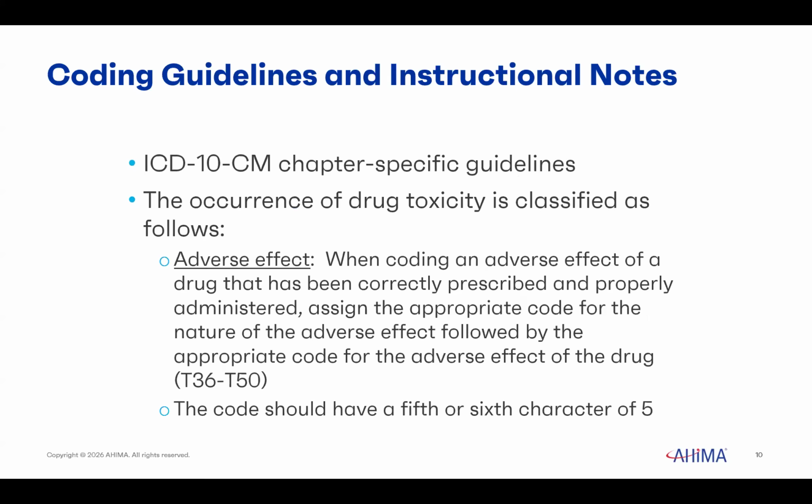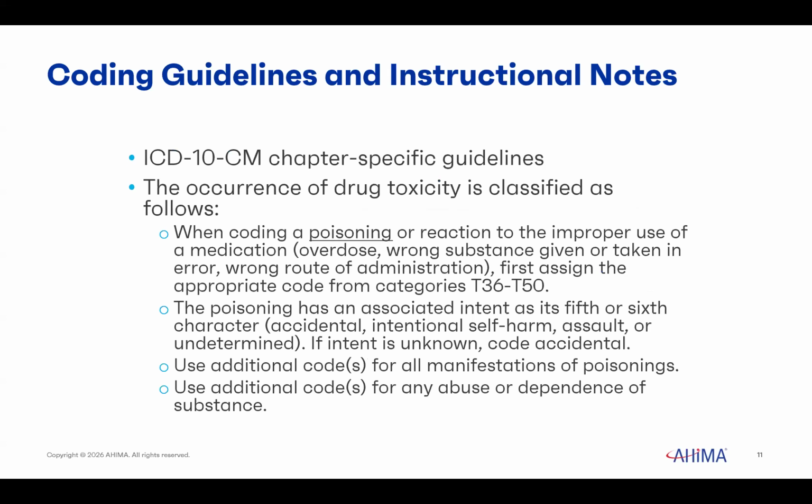And an adverse effect occurs when a drug is correctly prescribed or administered and the patient has an unwanted reaction. This is an adverse effect, right? And again, we talked about adverse effects have a fifth or sixth character of 5. Poisoning means that the medication was used incorrectly. This could be an overdose, this could be a wrong code, wrong route, wrong patient. And we code the drug first, we assign the intent, and then we code the manifestation.